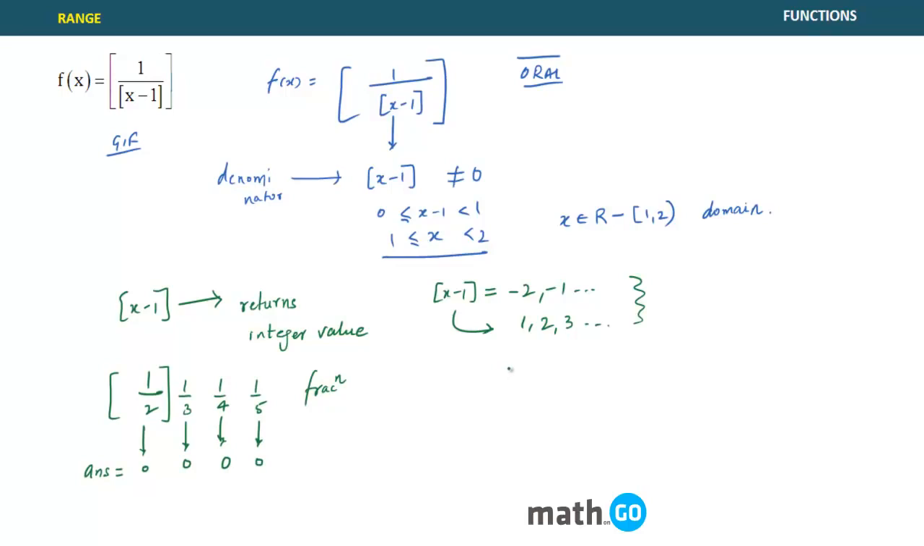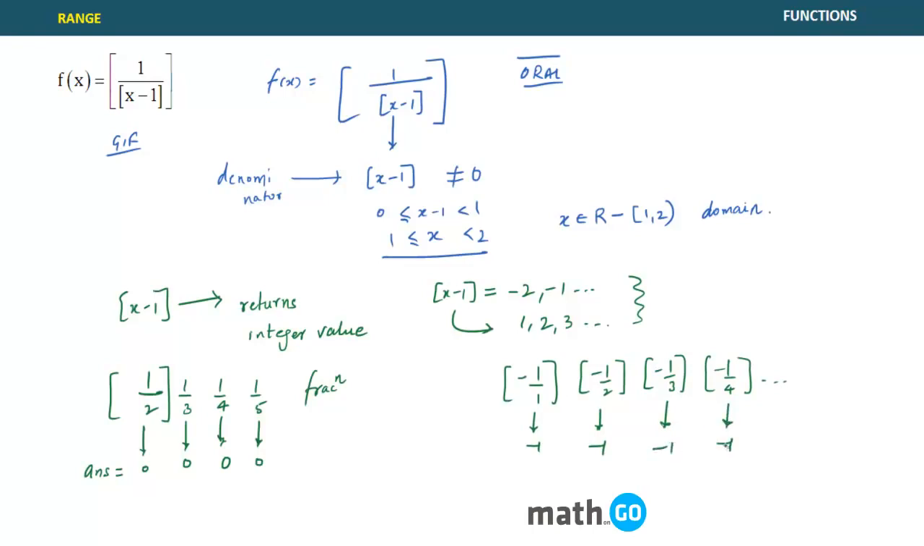Let's talk about the negative fractions. So negative fractions would look somewhere like this: -1, -1 by 2, -1 by 3, -1 by 4 and so on. What will be the answers to this? This is nothing but -1. -1 by 2 is -0.5, the GIF is yes, -1. -1 by 3, the answer is again -1. All the answers for the negative part are coming to be -1. So what should be the answer to this particular problem? The range of this particular function should only belong to two values, -1 and 0.